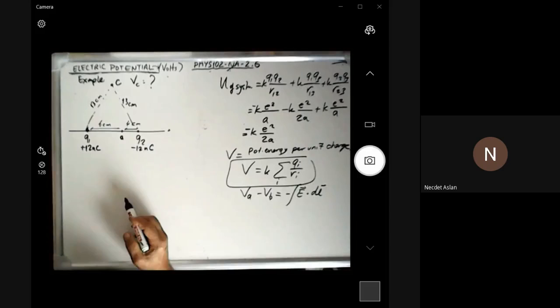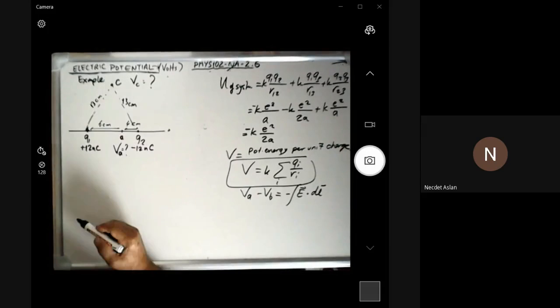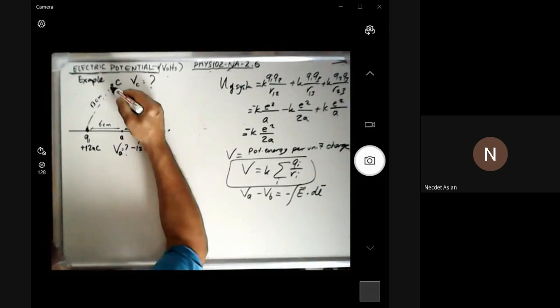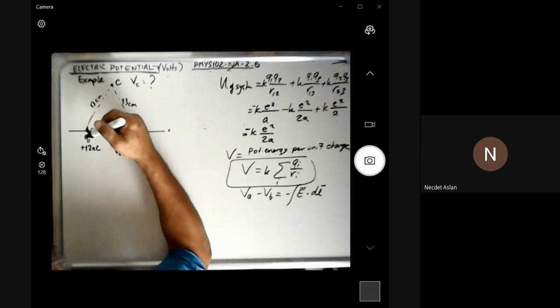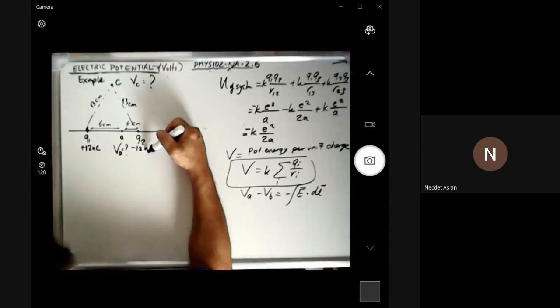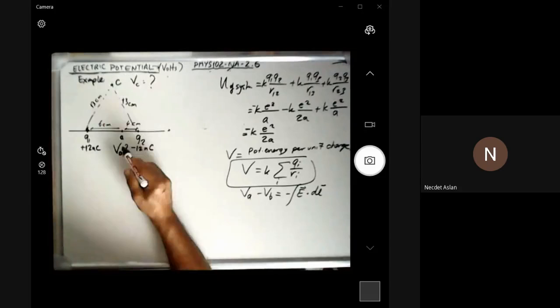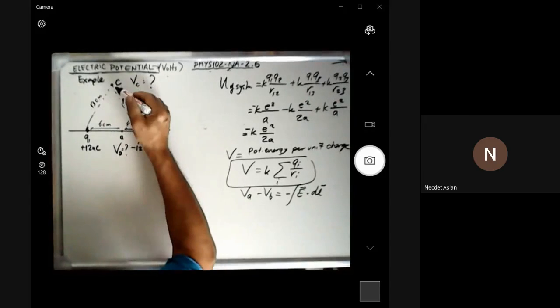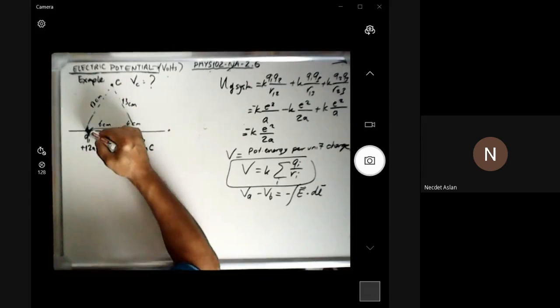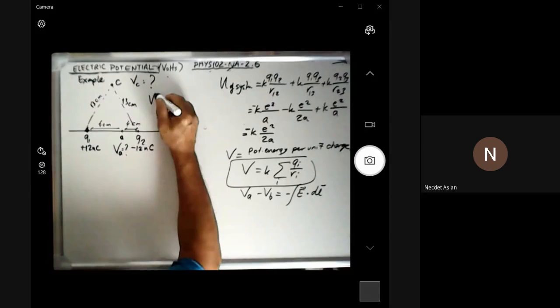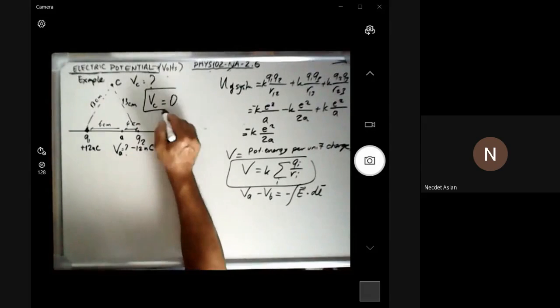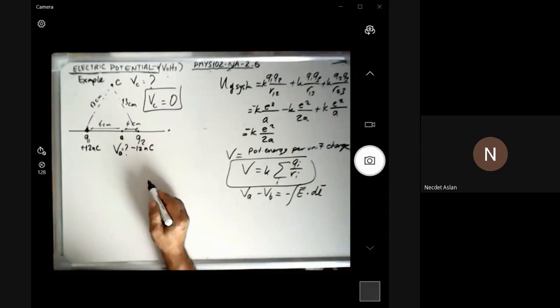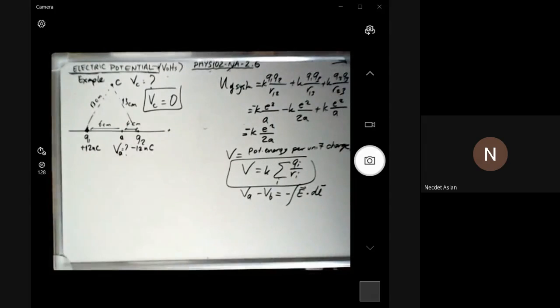So we would like to find out what is the potential at point A. So here, as you see, the potential due to this charge, which is plus, and minus signs are exactly the same because the distances are the same, and the charges are also the same. So the potential here is going to be 0 because they will cancel each other. So VC is simply equal to 0. Because one potential is positive, the other potential is negative, and they totally cancel each other.